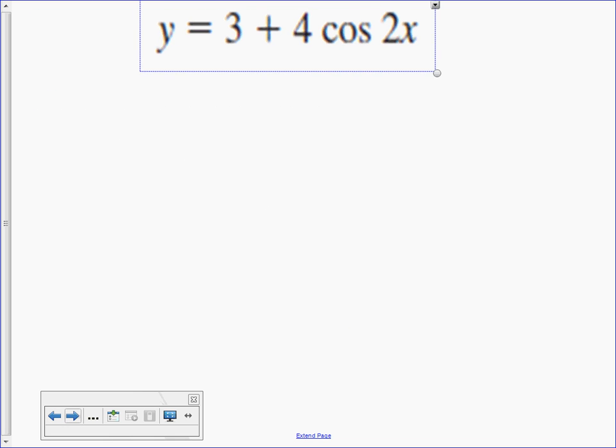Let's try another one. Y equals 3 plus 4 cosine 2x.